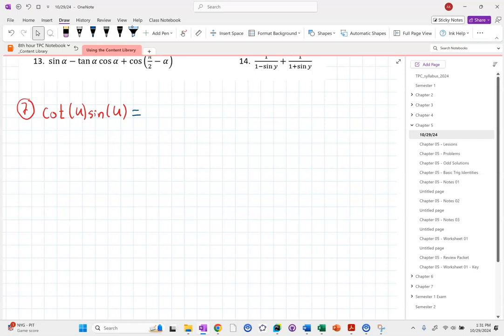Number 6. Odd even identity. Okay, so I wouldn't want to use any odd evens. My cue for an odd even is that the stuff inside needs to have a negative sign on it, right? That's my cue for an odd even. I don't see any negatives on my u's, so I don't want one of those. Try again.